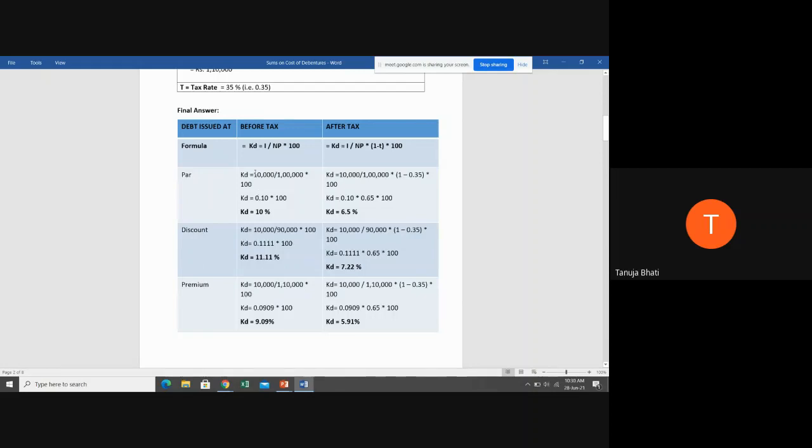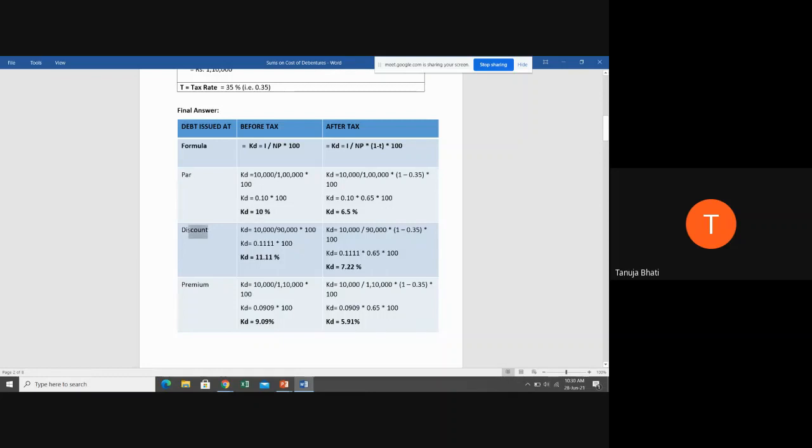So now KD, I, as we have already calculated, is 10,000. Now NP in case of par is 1 lakh. So we have written divided by 1 lakh into 100. So when we solve this particular formula, we get KD as 10%. Students, remember, always write in percentage, because cost is always denoted by percentage and you're multiplying it by 100 only for that reason, so that you'll get the answer in percentage.